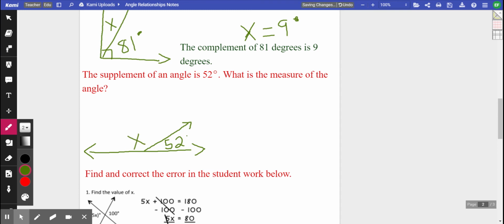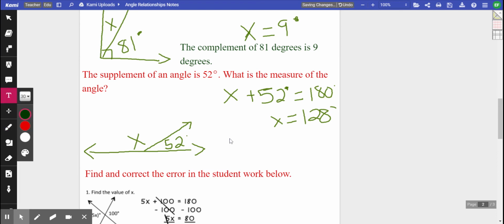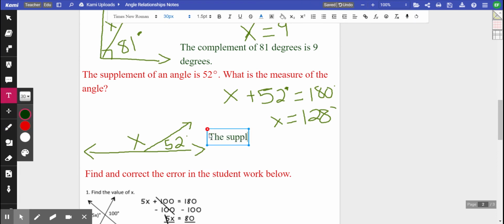So similar to the last one for our algebraic example, we know that angle x plus the 52 degrees is equal to 180 degrees. Again, I can subtract 52 from both sides, and I'm going to be getting 128. So again, I can say that the supplement of 52 degrees is 128 degrees.